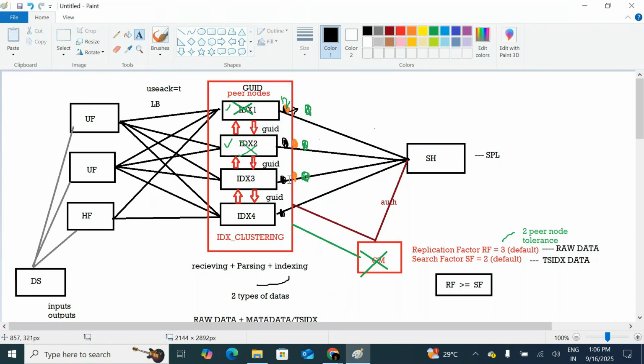Identity, sir. Identity. One ID. Okay, so what will happen? First, the subject takes the authentication from CM. CM automatically shares all GUIDs of available indexers to the subject. With the help of the GUID, they will go and search the data so that there is no interruption of searching, even without CM. Understand, sir?